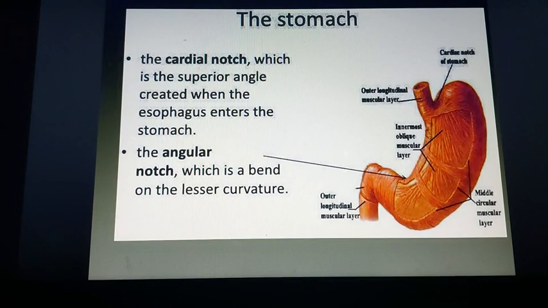Coming to the notches, the cardiac notch is the superior angle created when the esophagus enters the stomach. Coming to the angular notch, it is a bend on the lesser curvature.